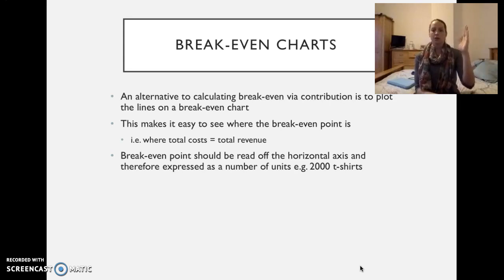So what you would usually do is calculate the maximum amount of units you're going to produce. So say, for example, 2,000 in this case, and you would multiply that by your selling price, and that will give you your maximum revenue. That there will be the highest point on your vertical, and you will label that total costs and revenue.